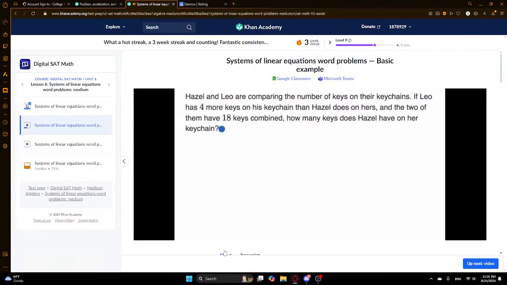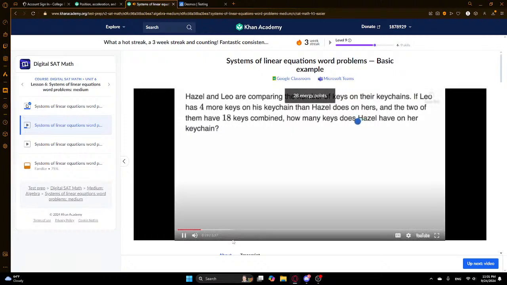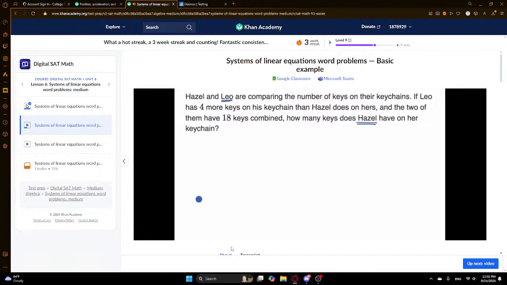So there's two things that we don't know here. We don't know how many keys Hazel has on her keychain, and that's what they're asking us for. But we also don't know how many keys Leo has on his keychain. And they give us 2 pieces of information. Leo has 4 more keys on his keychain than Hazel, and the two of them have 18 keys combined. So it's feeling like we can set up 2 equations with 2 unknowns.